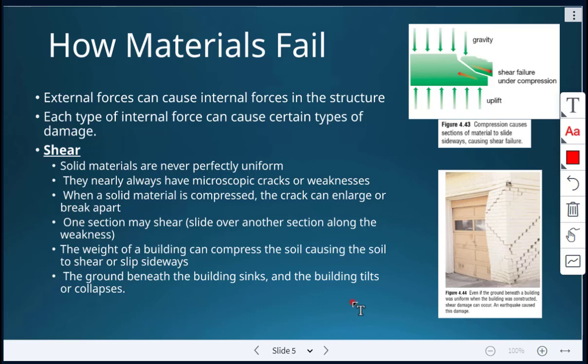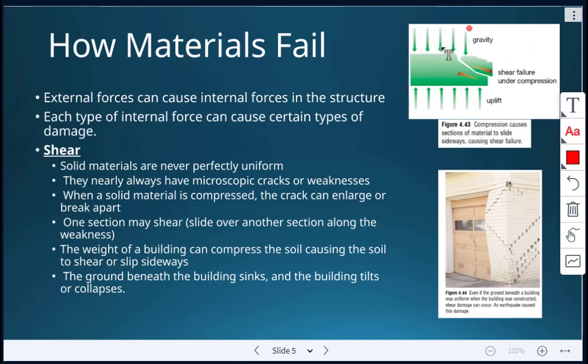Next is how materials can fail. External forces can cause internal forces in a structure. And each type of internal force can then cause certain types of damage. So if we look at shear, solid materials are never perfectly uniform. There are always some microscopic cracks or weaknesses. And when that solid material is compressed, that crack can enlarge, and it can then break apart. One section may shear, meaning it slides over another section along that weakness.